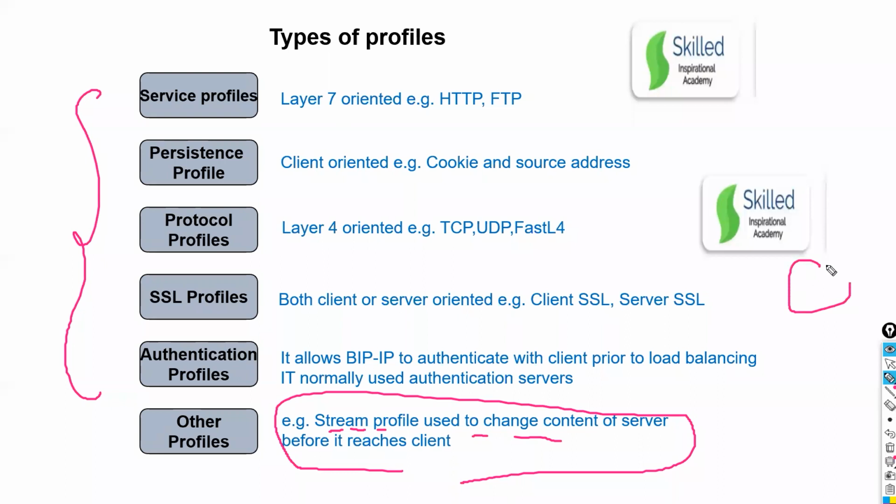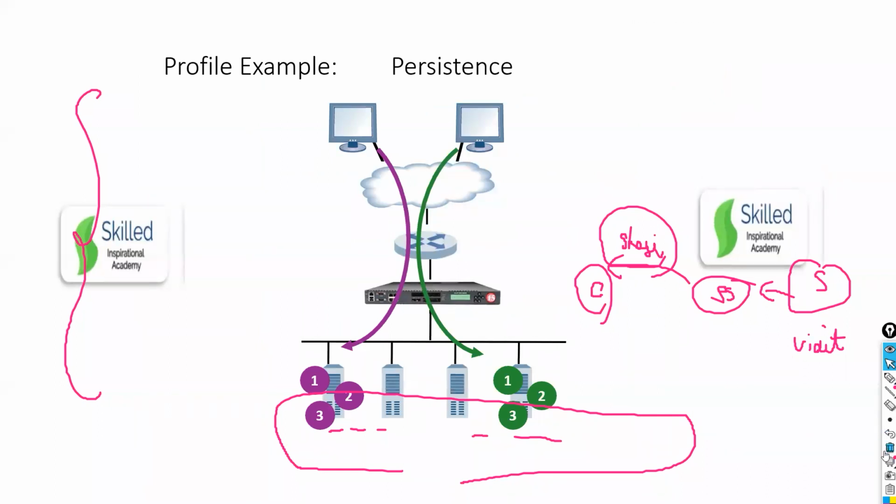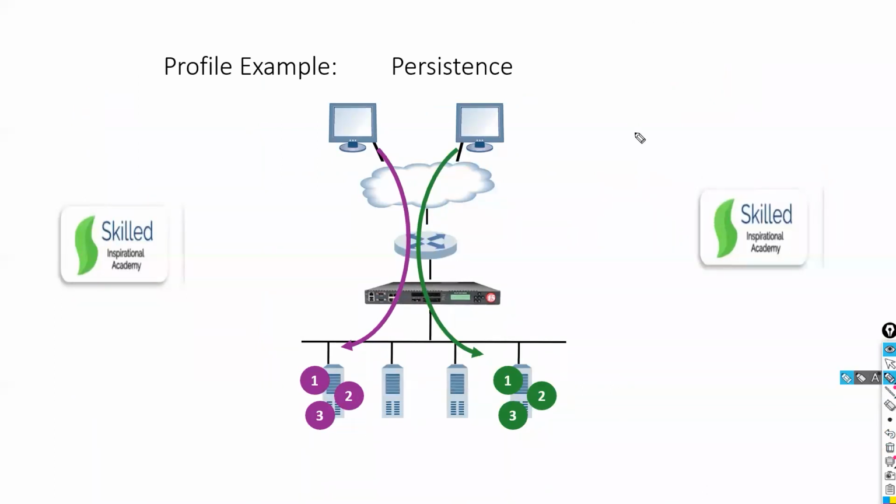So let's say the server is responding with, say, F5. Now the client wants that if the server is sending F5 to the client, it should look like Shashi. Some change of content before it reaches your client. So that is an example of a stream profile that comes under your iRules, guys. When we discuss iRules, I will tell you. Now, just a small example of every profile, then we will discuss in detail.